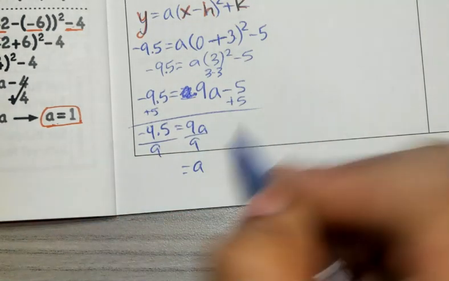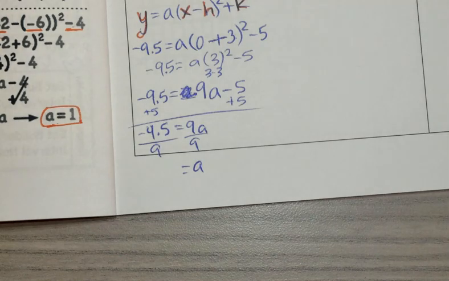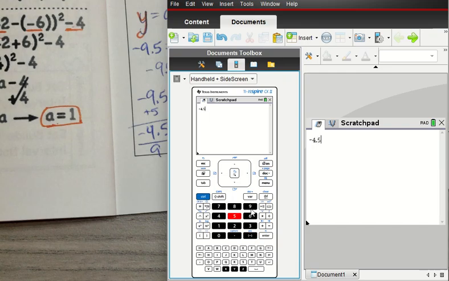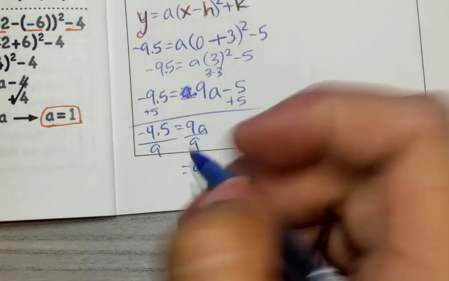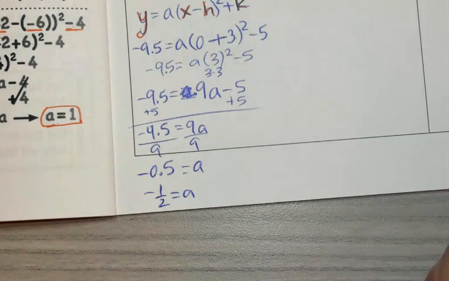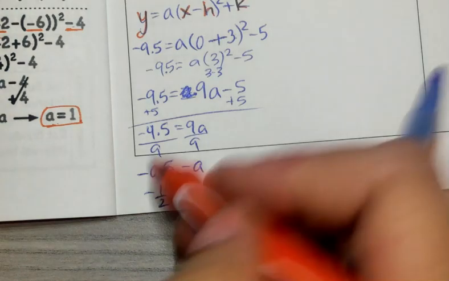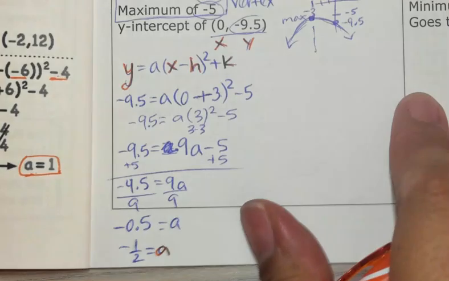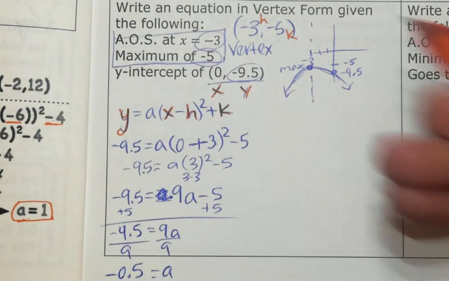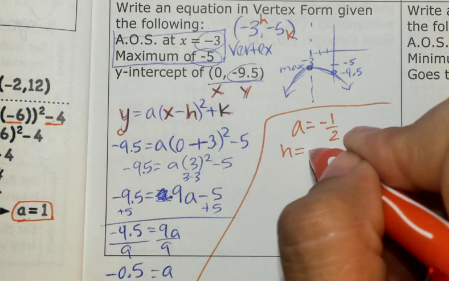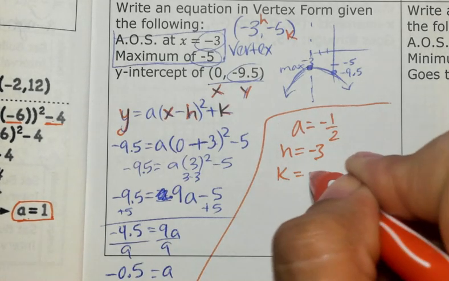So a equals, let me just use the calculator so you can see, -4.5 divided by 9. That's -0.5. Negative 0.5, or you could also just say negative 1/2 is your a. So since that's your a, and this is our h and k, where is it? Right here. So let me just write on the side. A is negative 1/2, h is negative 3, k is negative 5.